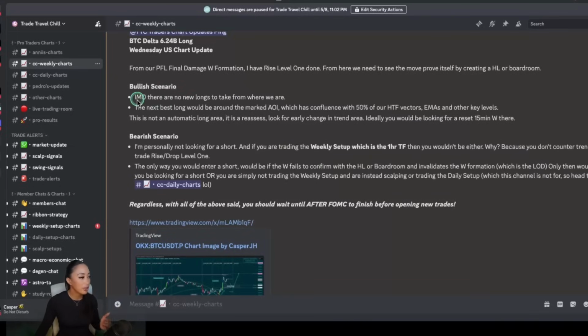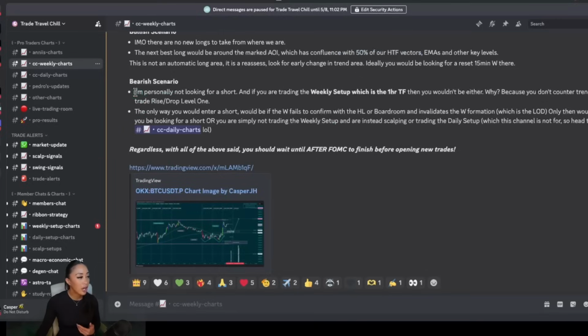And this is the chart update I did yesterday before the move we are seeing now to the upside. So the bullish scenario is, in my opinion, there are no new longs to take from where we are. The next best long would be around the marked area of interest. We already know from what I said earlier, we pay attention to the top, middle and bottom of the vector candles, which has confluence with 50% of our higher time frame vectors, EMAs, and other key levels.